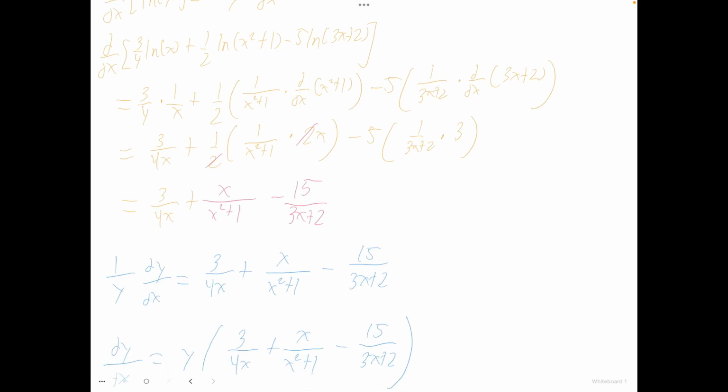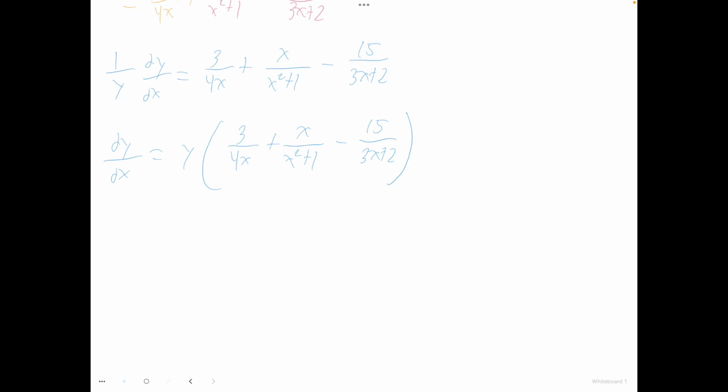And so what we're going to do is we're just going to plug that back in. So we get dy over dx equals y. And remember that y is equal to x to the 3/4 square root of x squared plus 1 divided by 3x plus 2 to the 5th.